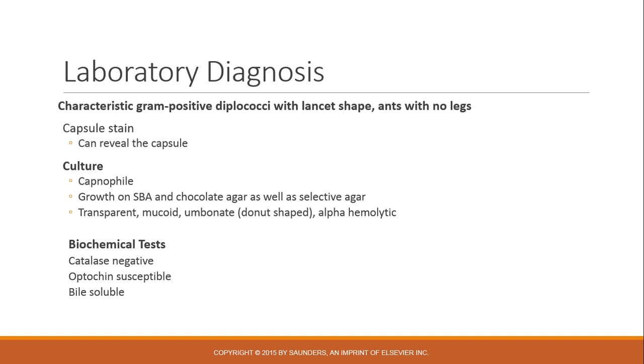When you culture it, it's a capnophile. What's that mean? Needs more CO2. Excellent. It grows on sheep blood agar, chocolate agar, and selective agars like CNA and PEA and your SXT and SSA.